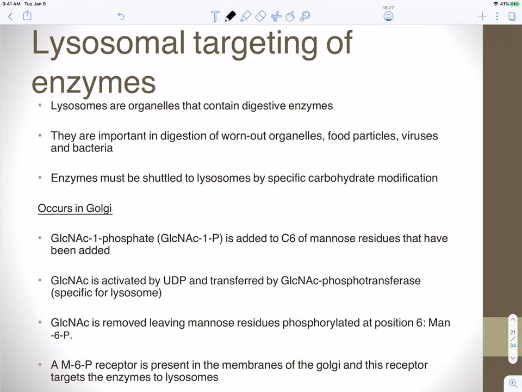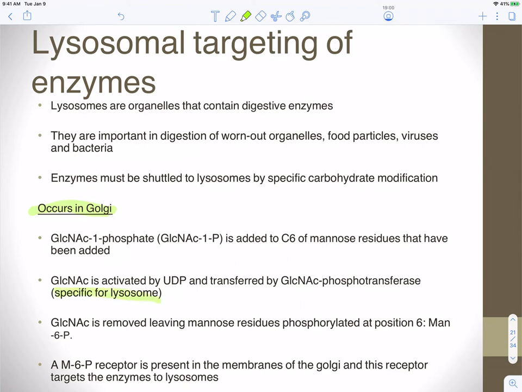So we have O glycosylation because it's occurring in the Golgi. And you have N-acetylglucosamine 1-phosphate that is going to be added to carbon 6 of mannose residues that have been added to whatever the enzyme is. The N-acetylglucosamine is going to be activated again by UDP, and it's going to be transferred to mannose by that N-acetylglucosamine phosphotransferase. This is going to be specific for lysosomes.